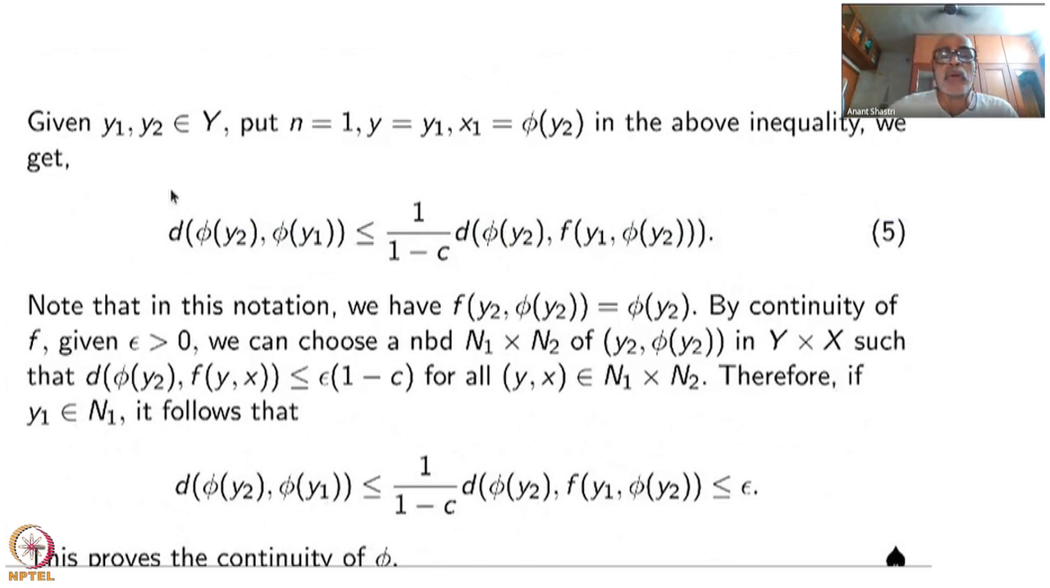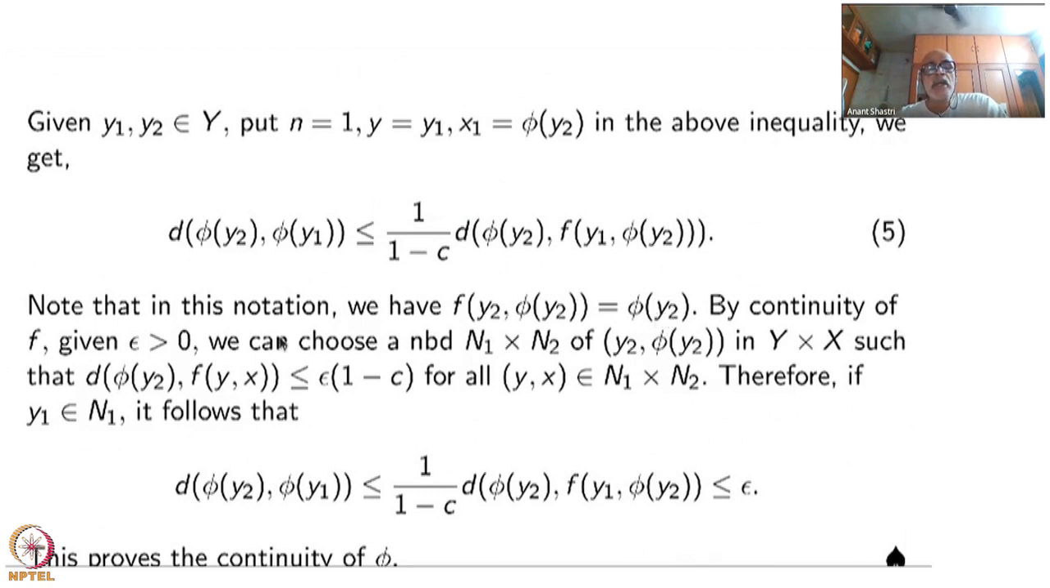So this is what we wanted to prove. This was the conclusion of this part of the theorem. Note that in this notation, f of y2, phi y2 is phi y2. Okay. f of y1, phi y1 is phi y1, and so on. Whatever f of y, phi y is, it is phi y.